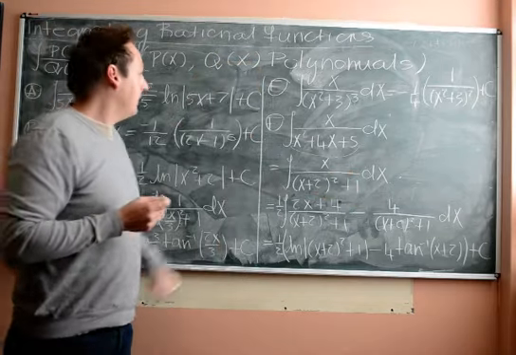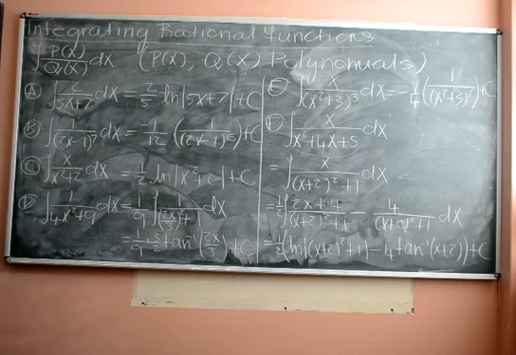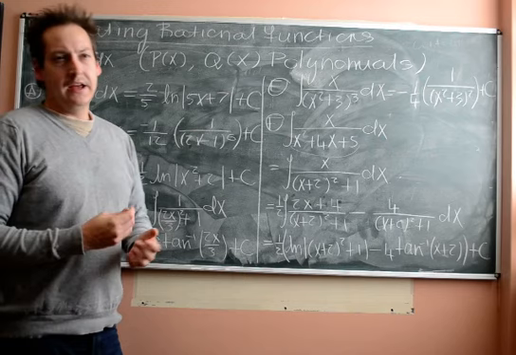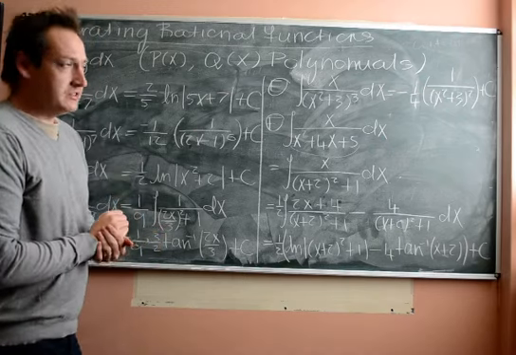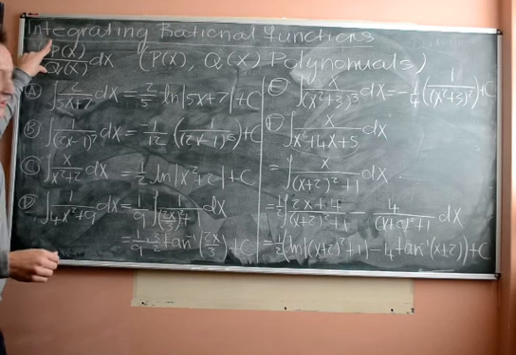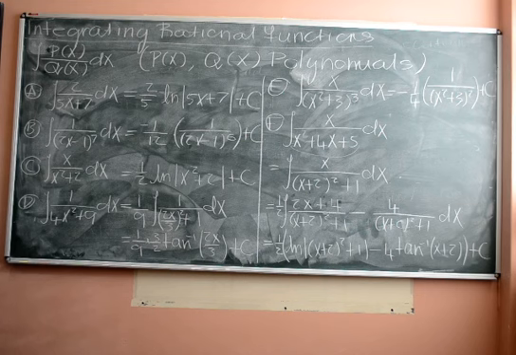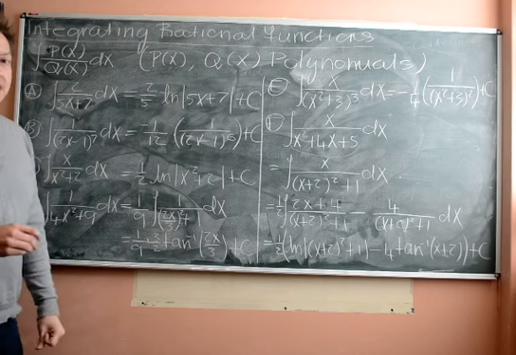Essentially, these are the 6 simplest rational functions that we have. And we're going to look at techniques of taking a general rational function and reducing it to forms a to f. So in the next video, we'll look at how to do that.